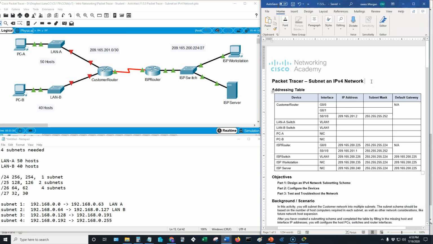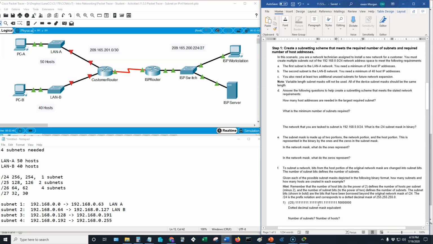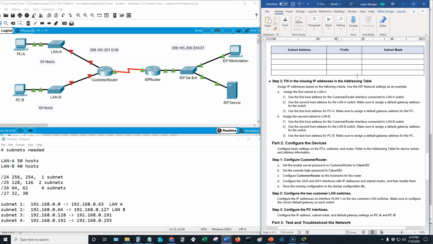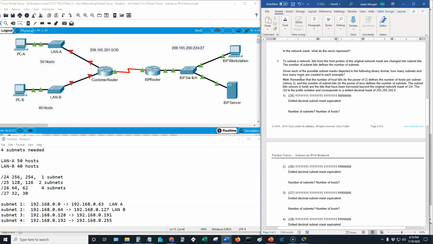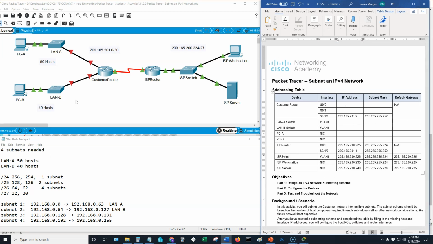So I went and opened the student version of this assignment, the Word document, and let's just go ahead and fill in the appropriate addresses here. So in our LAN A, if that were off the gigabit 0 address here, let me see if that is correct. For LAN A, we're going to make the IP address 192.168.